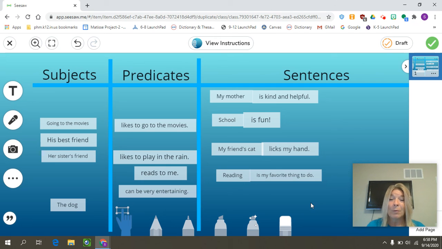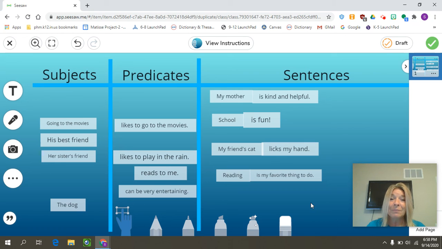So let's read our sentences that we put together with these subjects and predicates one more time. My mother is kind and helpful. School is fun. My friend's cat licks my hand. And reading is my favorite thing to do. Do you notice where the subjects are? They're at the beginning of these sentences. Where are the predicates? They are behind the subjects, but they're at the end of the sentence, almost like you would divide your sentence into half. But just remember, those subjects are always, most of the time, found at the beginning.